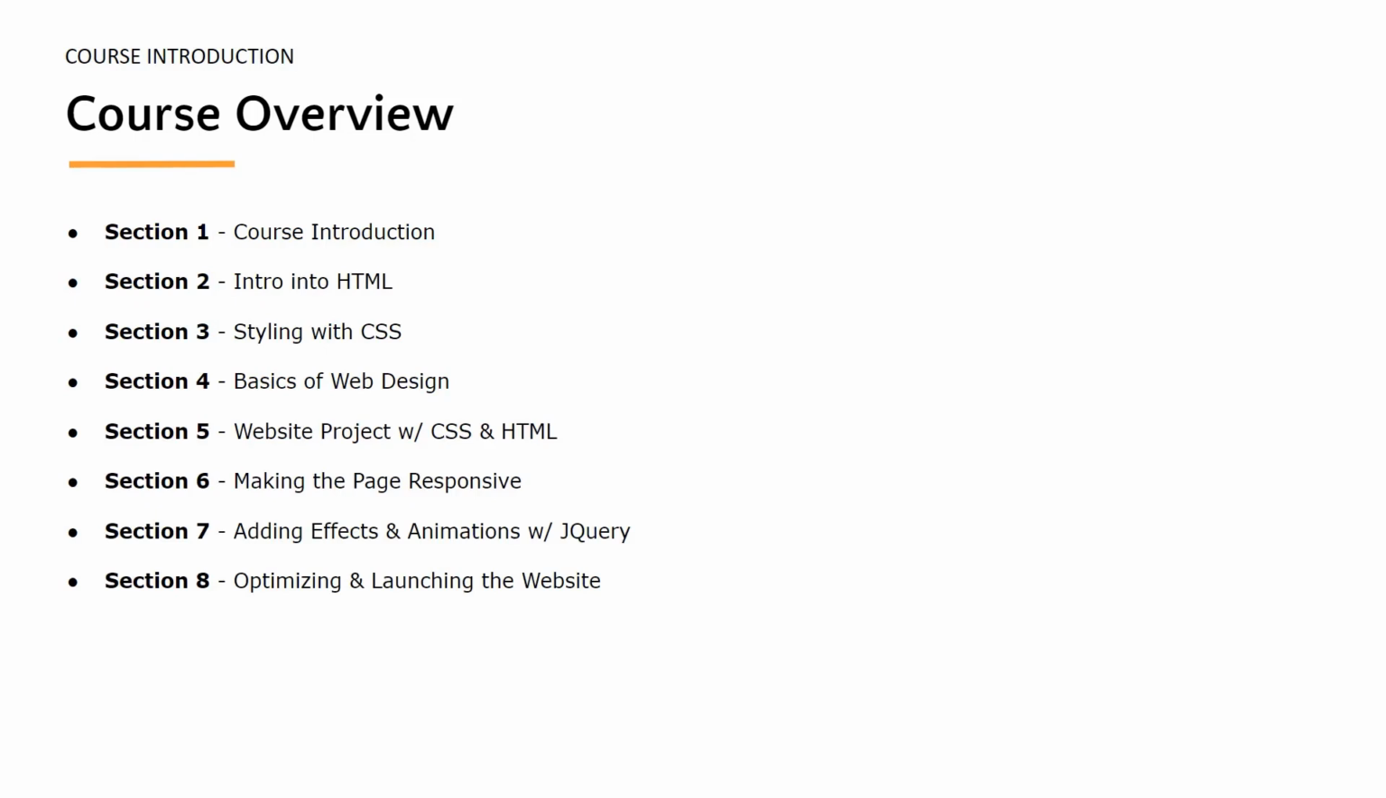And then in section 5, this is where we're going to walk through our first website project with CSS and HTML. We're going to build a digital marketing agency from scratch, and we're going to walk you through exactly how to do that step by step. And then in section 6, we're going to go through making the page responsive after we've built up the actual website project. We're going to walk you step by step how to make this into a fully fledged website.